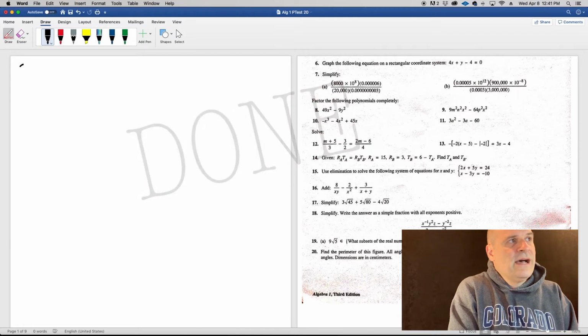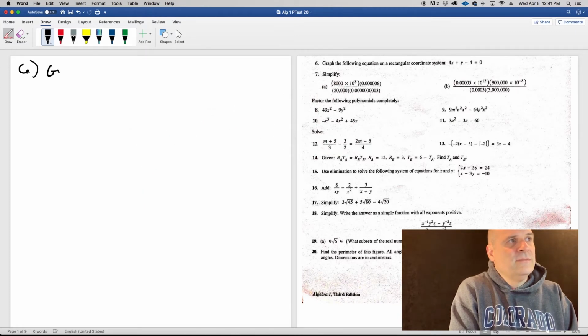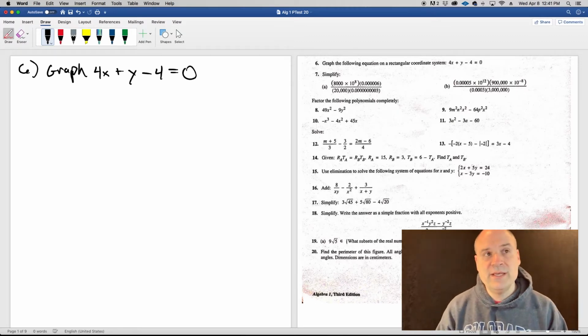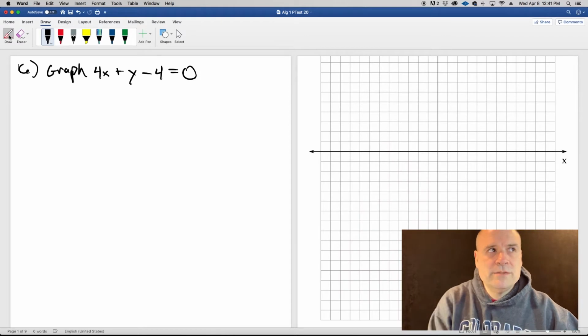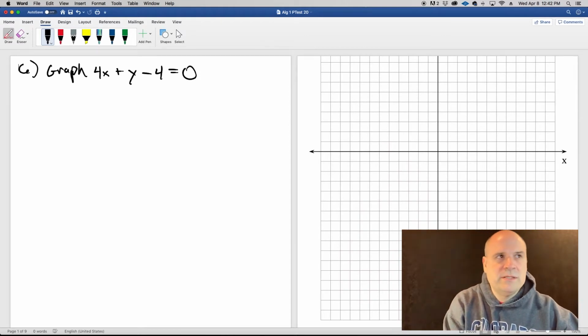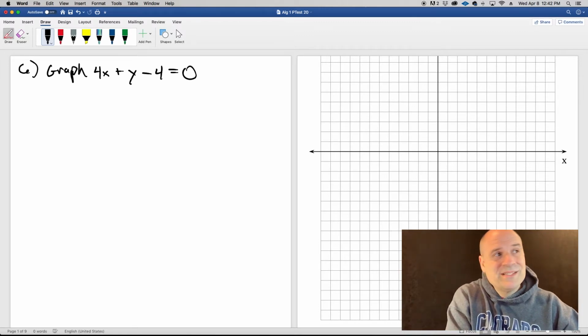Okay, number 6 says we're gonna graph 4x plus y minus 4 equals 0. Okay, so for this, we're gonna pull up our coordinate plane. So let's grab that. Okay, so there's a couple different ways you could do this. We're gonna do it in both ways. We're gonna do slope-intercept form first. So remember, put it in slope-intercept form.